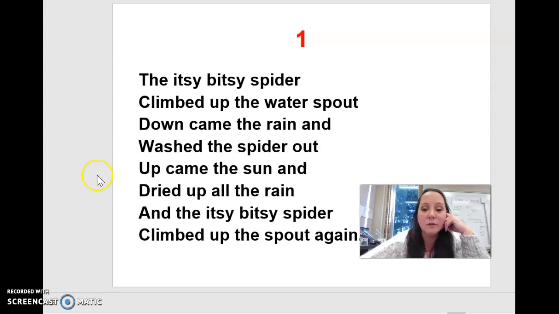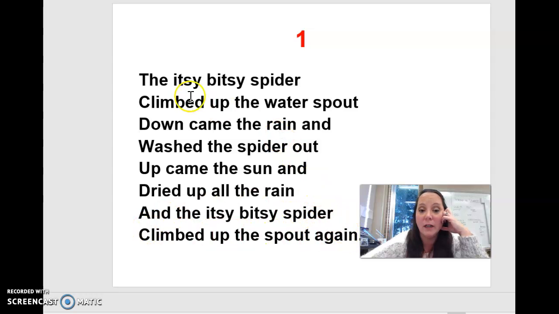If we were to use the nursery rhyme, The Itsy Bitsy Spider, we're essentially asking ourselves the questions who, what, where, when, and why. So if we have the itsy bitsy spider climbed up the water spout, down came the rain and washed the spider out, up came the sun and dried up all the rain, the itsy bitsy spider climbed up the spout again.